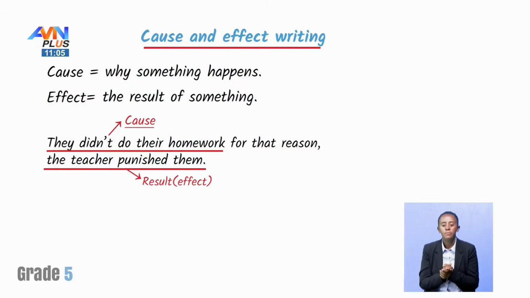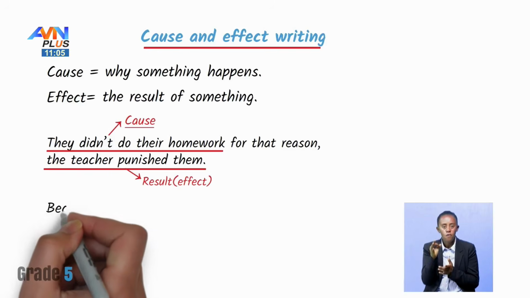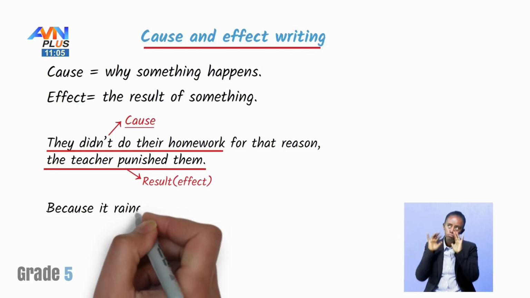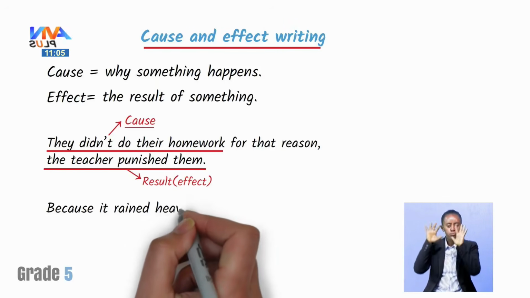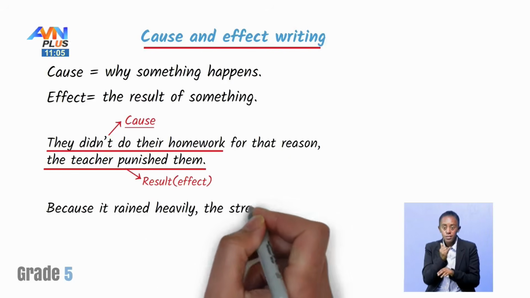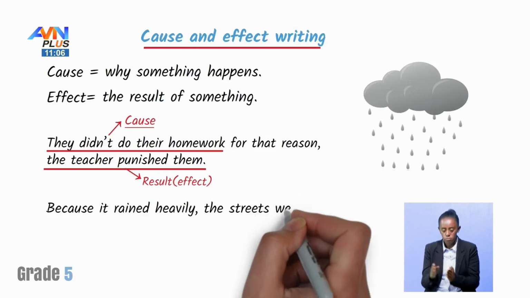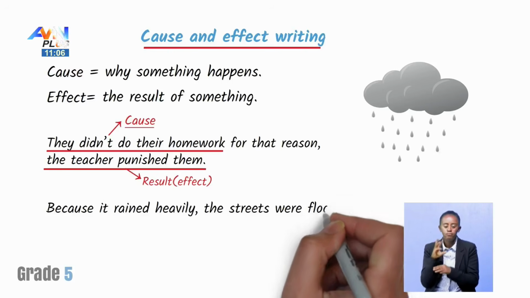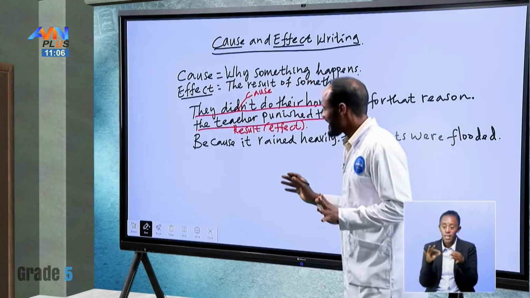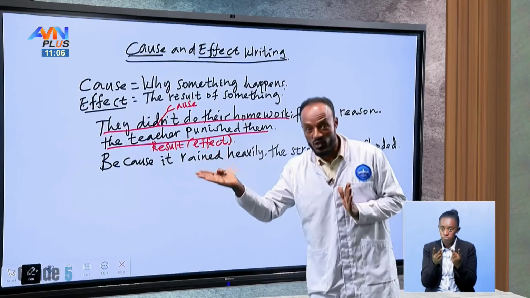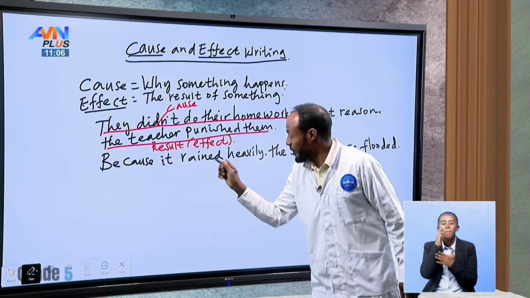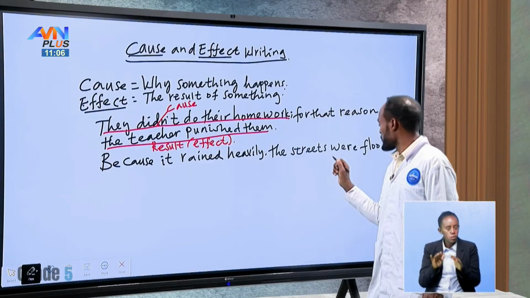Another example. Because of it rained heavily, the streets were flooded. Look, in this sentence, we can get two things here. One is cause, another is what? The result. Here, because it rained heavily, the streets were flooded.